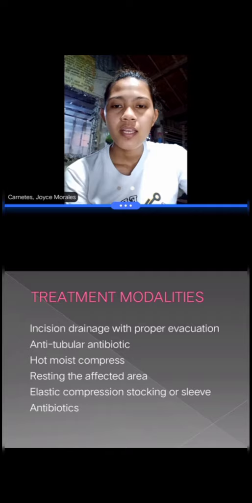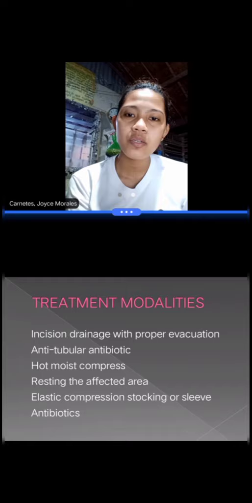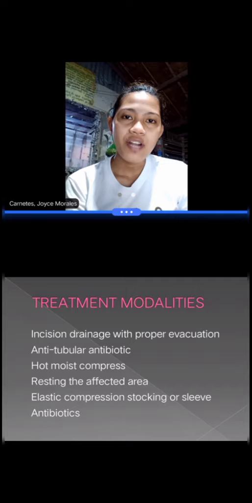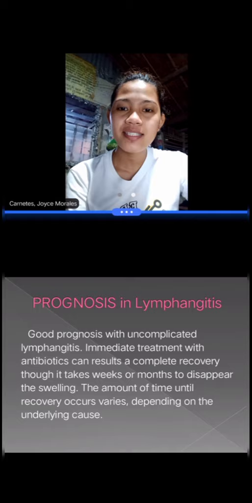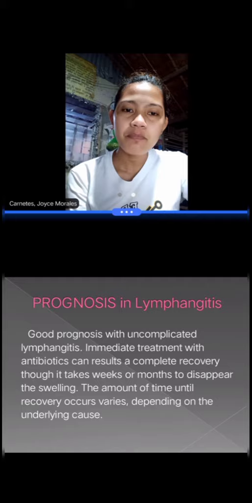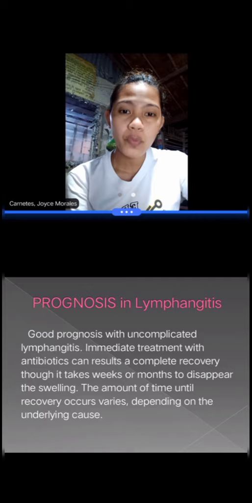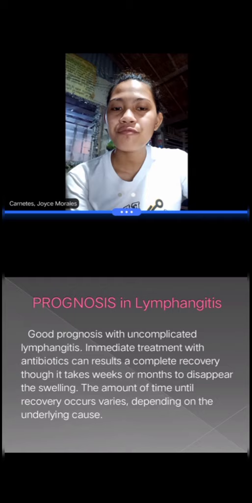The treatment modalities for lymphadenitis are incision and drainage with proper evacuation, antituberculous antibiotic, hot moist compress, resting the affected area, elastic compression stocking or sleeve, as well as the antibiotics. Prognosis in lymphangitis: it has a good prognosis with uncomplicated lymphangitis. Immediate treatment with antibiotics can result in a complete recovery, though it takes weeks or months for the swelling to disappear. The amount of time until recovery, of course, varies depending on the underlying cause.